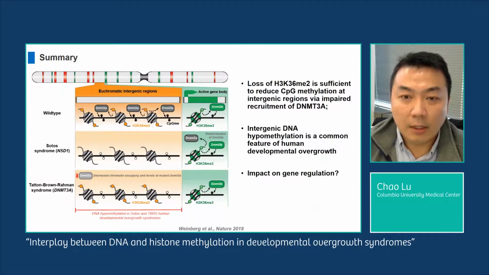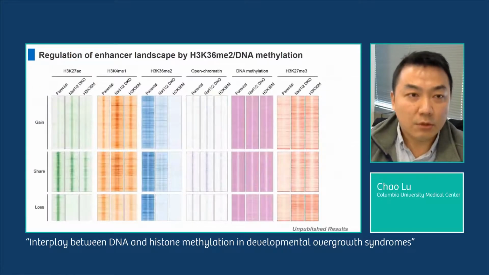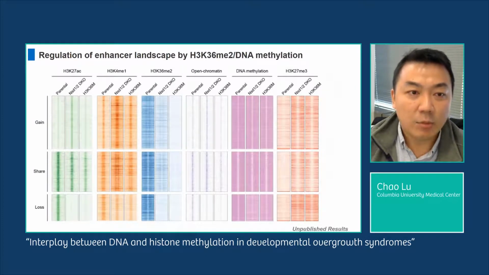Since the publication of this paper, we have been wondering what the impact on gene regulation is when you lose this intergenic DNA methylation and histone methylation landscape. Although there are no genes in those intergenic regions, those regions do harbor many cis-regulatory elements that are important for gene regulation, such as enhancers. So we decided to specifically look at the enhancer landscape in cells that are losing NSD1 versus the control cells.